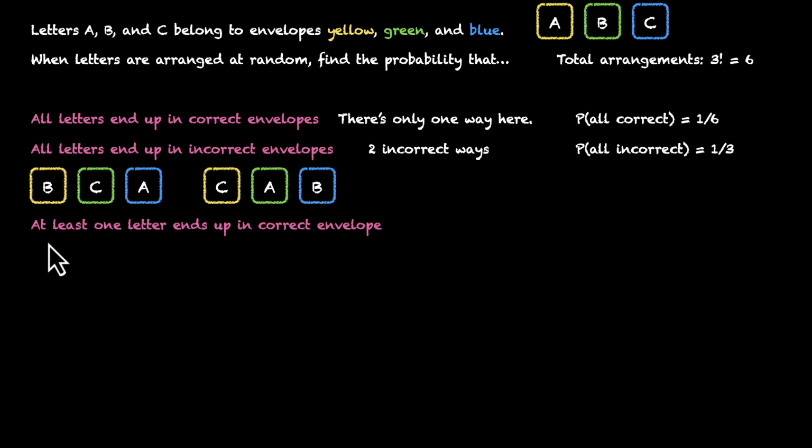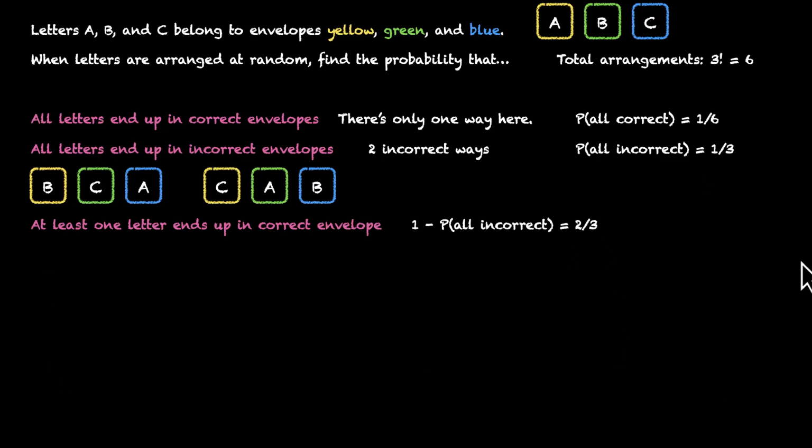And last one, at least one letter ends up in correct envelope. How do we figure this out? Well, we already have the probability for this one, all letters ending up in incorrect envelopes. We can just subtract this from 1 to get this one. So at least one letter ending up in correct, that's going to be 1 minus probability of all incorrect. That's 1 minus 1 by 3, that's going to be 2 by 3.